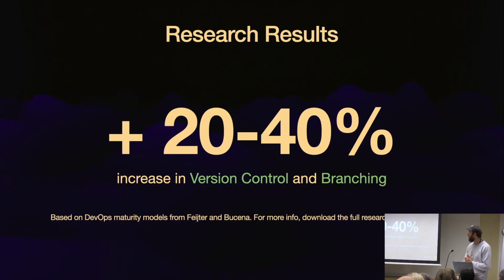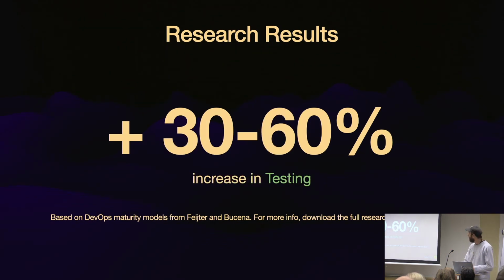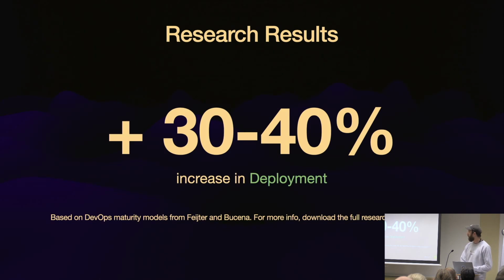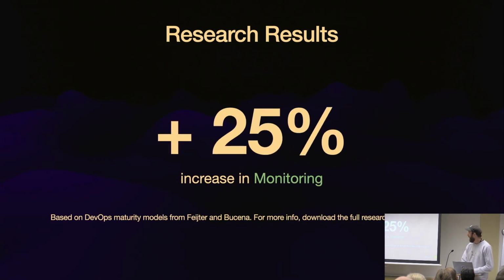What I found was that using a tool like Devin would optimize your version control and branching capabilities by 20 to 40%, your testing by 30 to 60%, deployment by 30 to 40%, and monitoring by 25%. Revenue? No, your DevOps capabilities, or your DevOps performance. I know it's maybe hard to understand these numbers now, but I just want to show these concrete results.